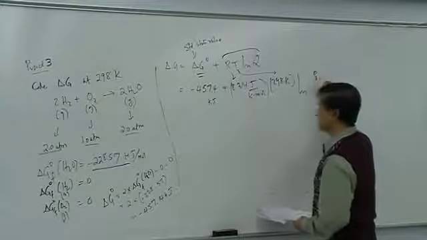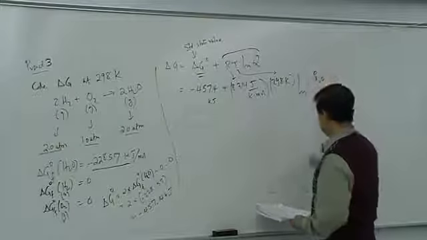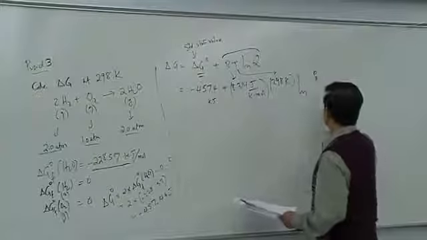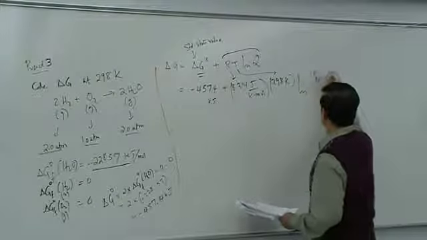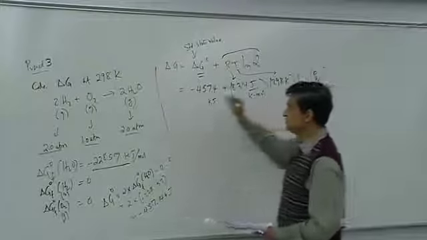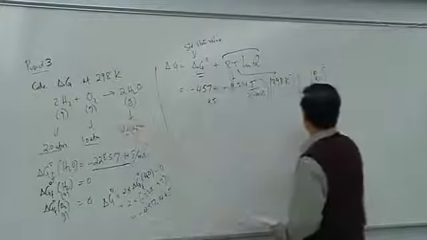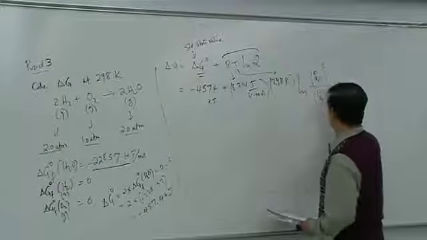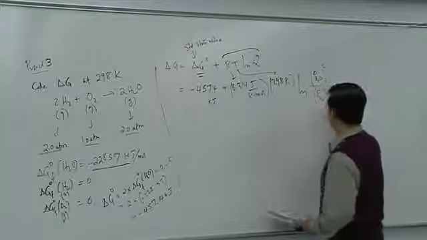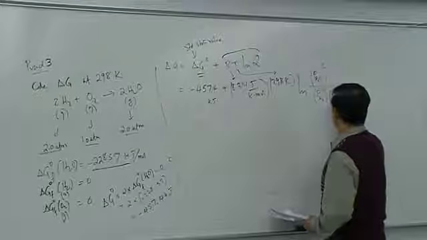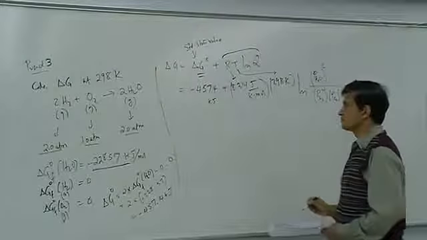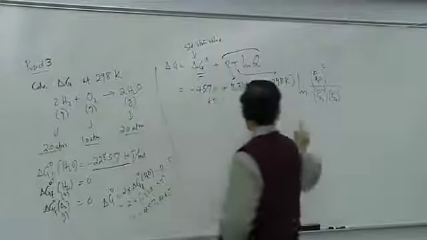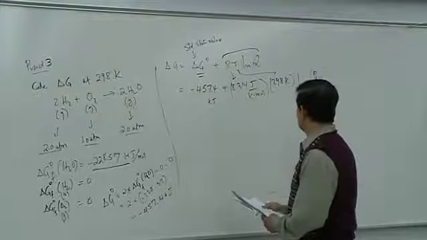Pressure, partial pressure of H2O raised to the power 2, because the coefficient is 2 here, divided by partial pressure of hydrogen raised to the power 2, the coefficient becomes the power, and partial pressure of oxygen raised to the power 1, because this has 1. So this is 2, 1, 2. And that's why you have something like this.